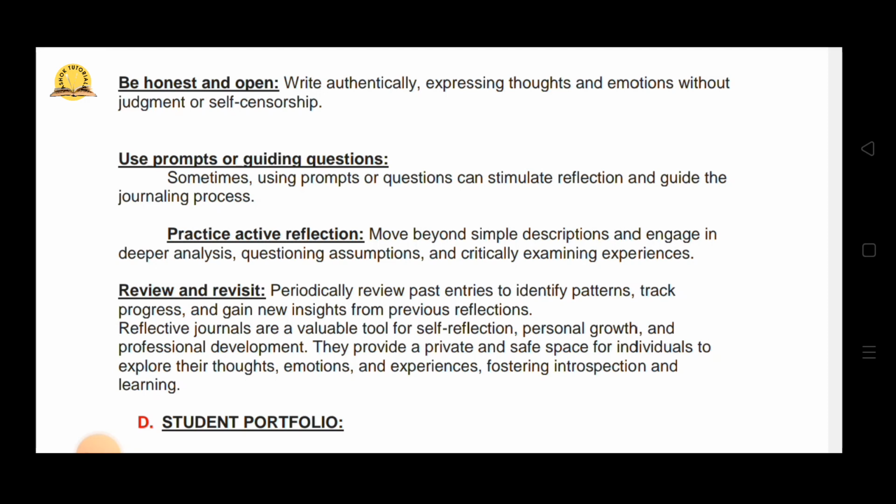Now practice effective active reflection. Move beyond simple descriptions and engage in deeper analysis, question assumptions, and critically examine experiences. So it says that the reflective journal which you are making should be active, it should be updated, it should be critically examined, and it should be a practical one. Review and revisit. Periodically review past entries to identify patterns, track progress, and gain new insights from previous reflections.